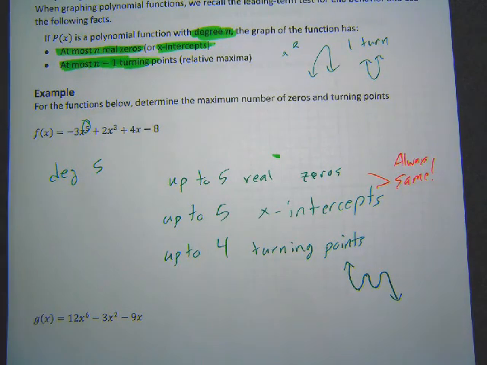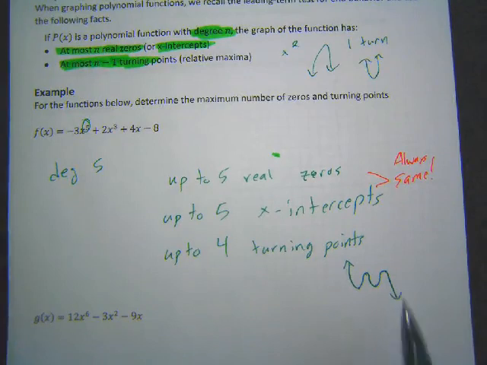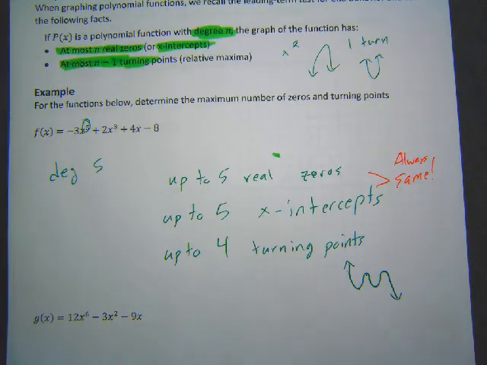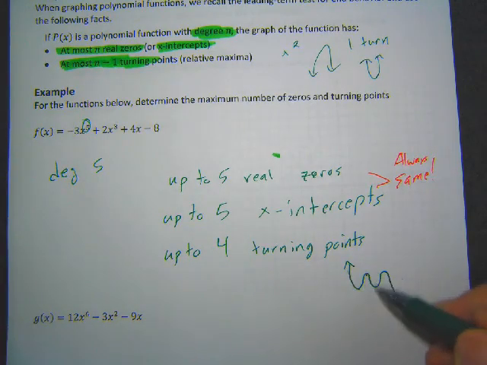It could do less, right? It can do fewer turns, but it can't do any more turns than that. That's the most turns. That's what that would look like. Because it has up to 4, degree 5 can do at most this. It can't do any more wiggles than that, though.